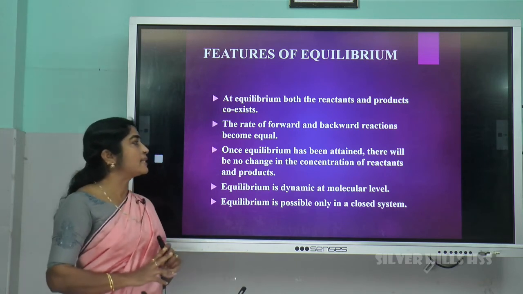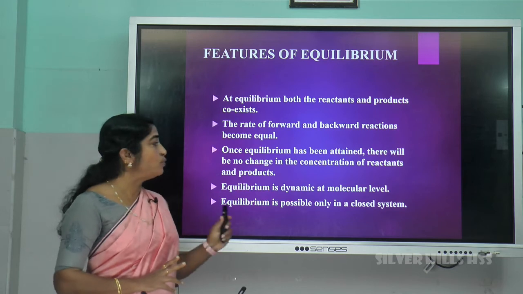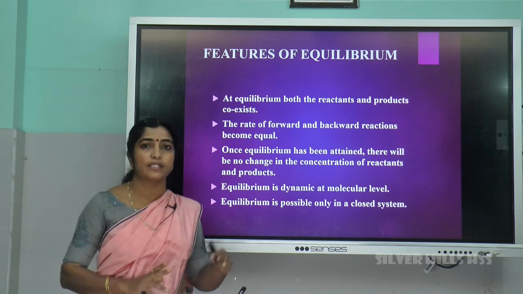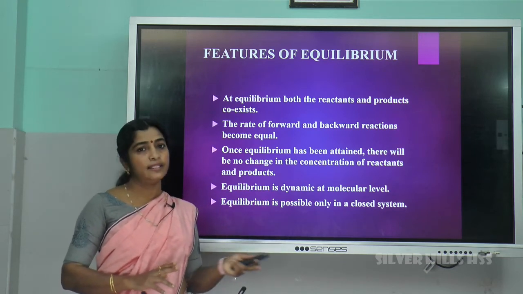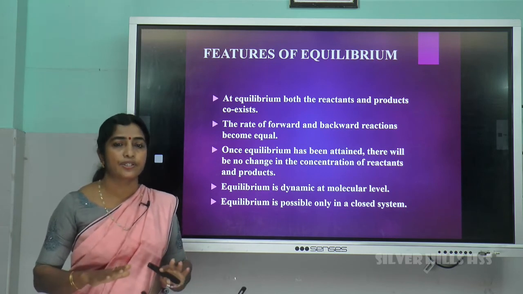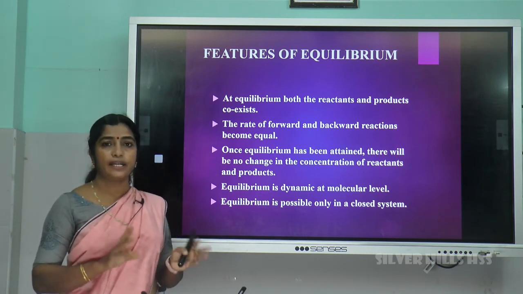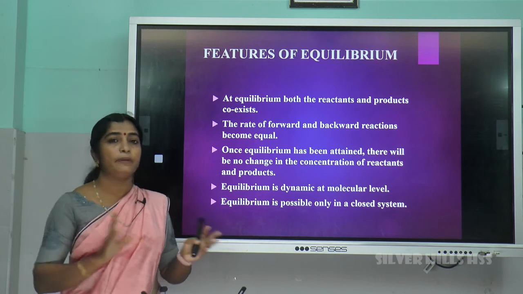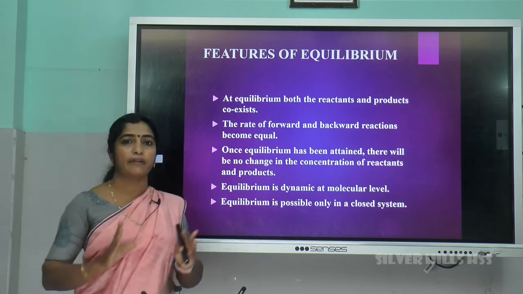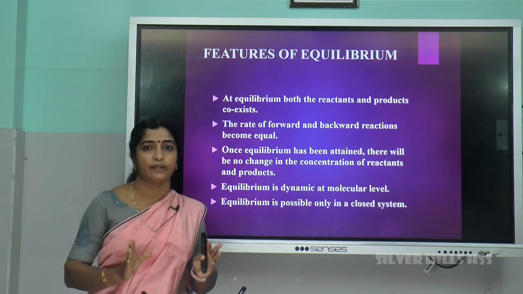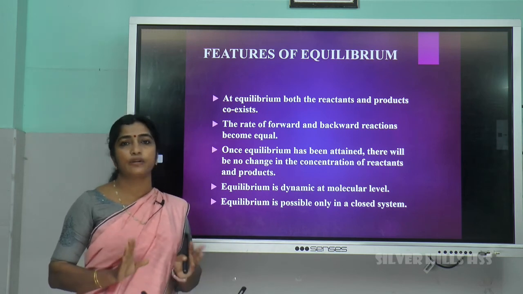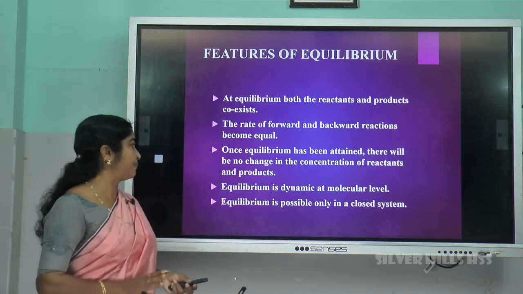Once equilibrium has been attained, there will be no change in the concentration of products or reactants. That is, when the equilibrium is reached, the concentrations of the reactants are not changing because the speed is equal. Forward and backward reactions take place at equal speed. So, the concentrations of the reactants or products are not changing.